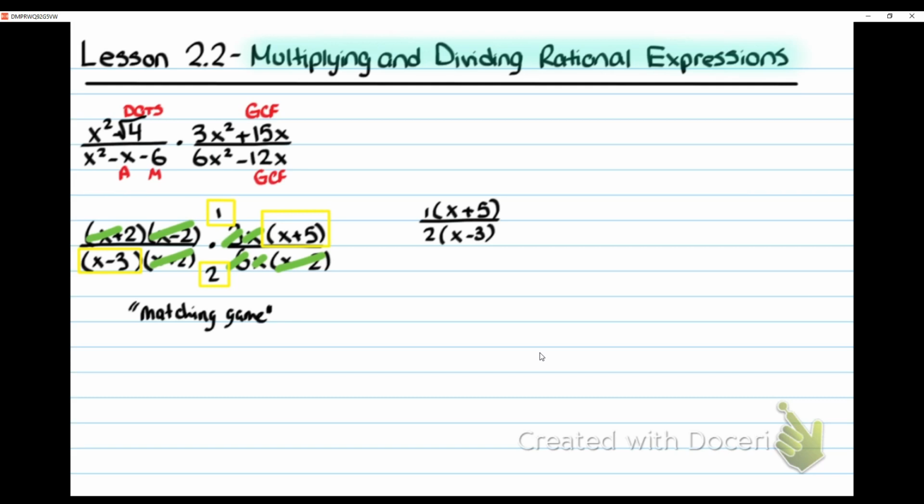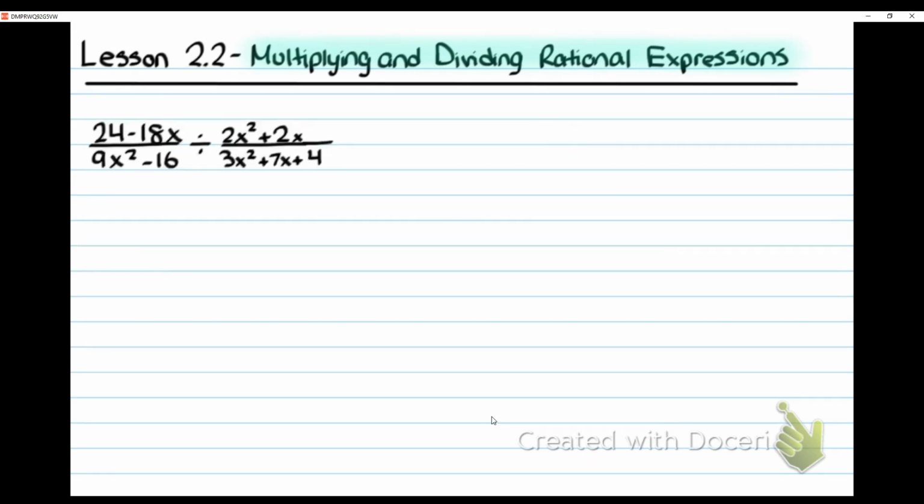The reason I wrote the monomials, which are the 1 and the 2, I wrote them first. That's usually the best way to write it. Okay, if you have a monomial multiplied by a binomial, you always write the monomial in the front. So we can simplify this a little bit. I don't really need the 1 in front of the x plus 5 because if I distributed the 1, it would still be x plus 5. So I'm just going to make it x plus 5 over 2 times x minus 3. If you want to distribute the 2, you can, but it's not necessary. So either this can be your final answer, or your final answer can be x plus 5 over 2x minus 6 if you distribute the 2.